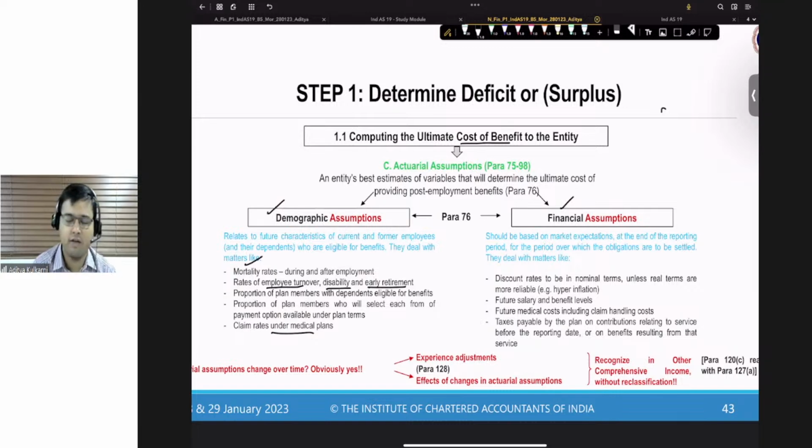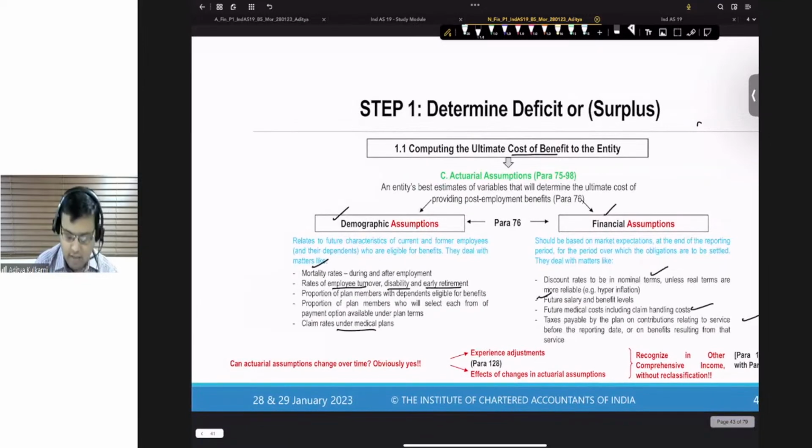Moving on to the next one, financial assumptions. You could be having assumptions like future salary. How much are you going to increase? In what rate? What is the impact of inflation? All these things you will consider. Discount rates to be in nominal terms unless real terms are more reliable, for example, in case of hyperinflation. Future medical cost you will have to consider. Taxes payable. All these things you will have to consider. Okay. So these are known as actuarial assumptions, which are broadly divided into two types, demographic and financial.